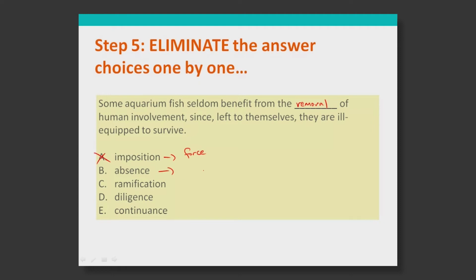Absence? We're talking about removal. So absence seems to make some sense. Ramification. Ramification has to do with consequences, right? Is that got anything to do with the removal or the absence of human involvement? Nope, easily eliminated. Diligence means to keep working hard on something. Continuance means to have something keep going. These are the opposite of what we came up with when we're talking about removal. So the best fit here is clearly absence based on elimination.